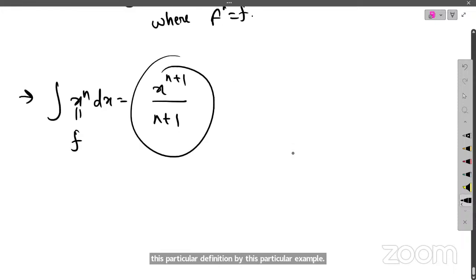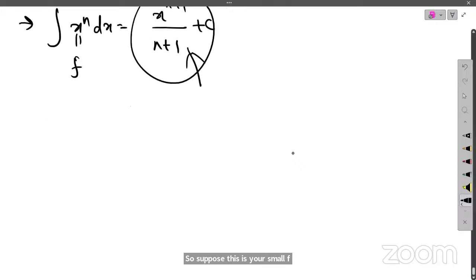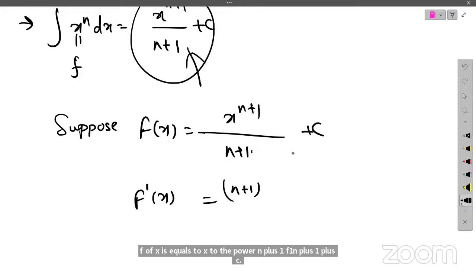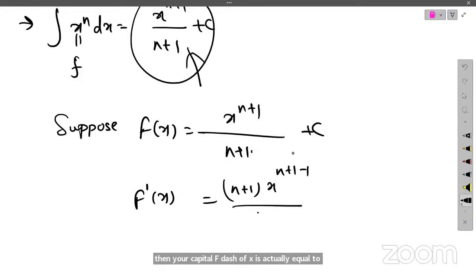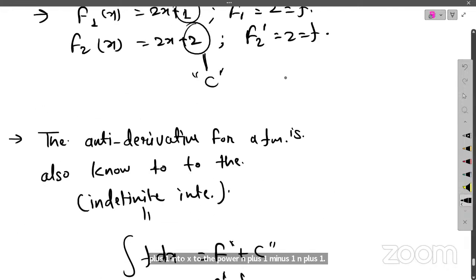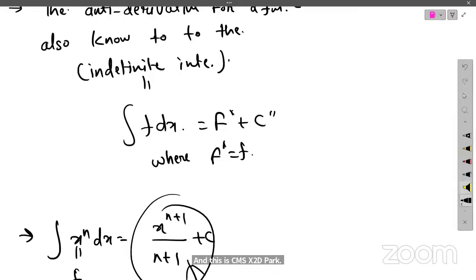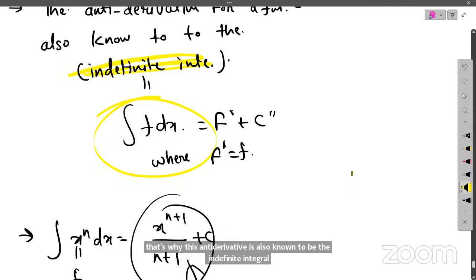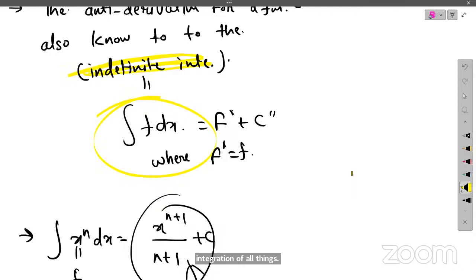Now if you differentiate this function, capital F plus c, so suppose capital F of x is equal to x to the power n plus 1 upon n plus 1 plus c, then your capital F dash of x is actually equal to n plus 1 into x to the power n plus 1 minus 1 upon n plus 1, right? And this is the same as x to the power n. This is your f. So that's why this antiderivative is also known as the indefinite integral. And indefinite integral is denoted by this particular sign, integration f of x. We just remove the limits. Is that fine?